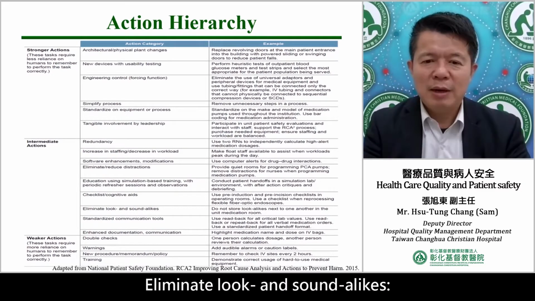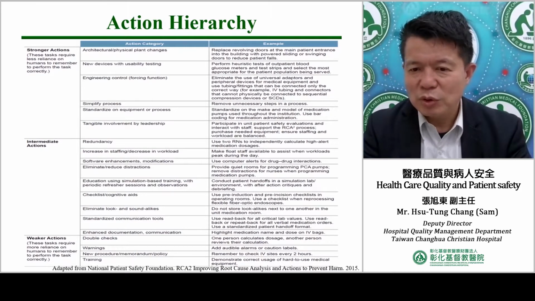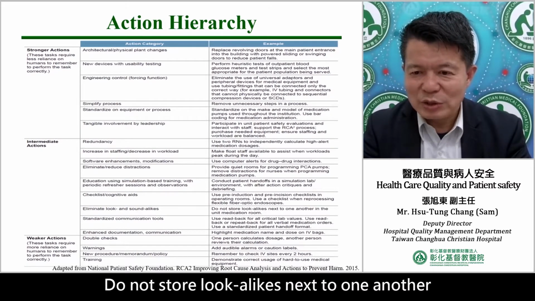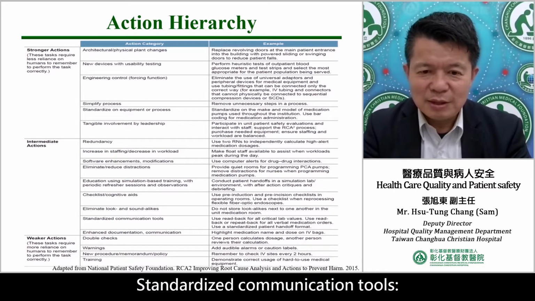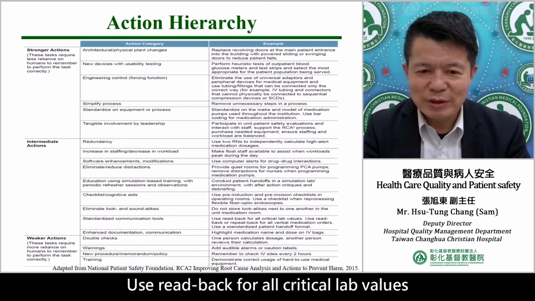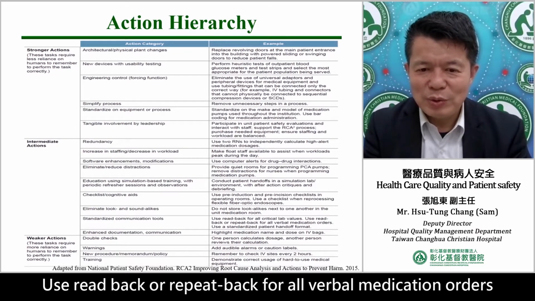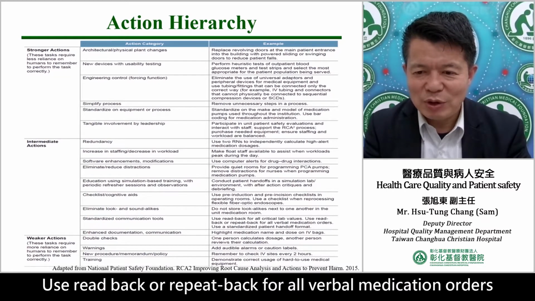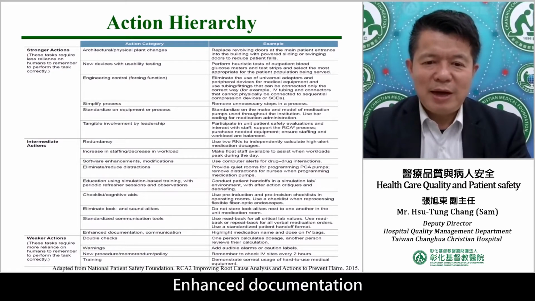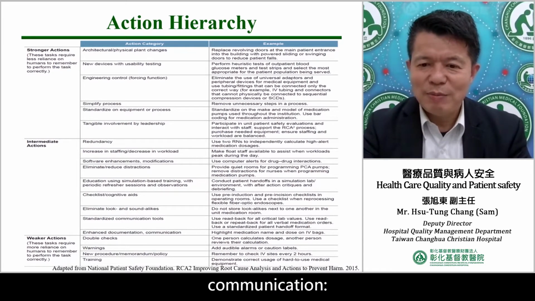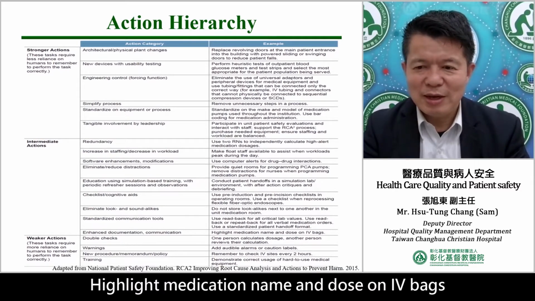Eliminate look-alike and sound-alike drugs. Do not store look-alike medications next to one another in the unit medication room. Standardized communication tools: use readback for all critical lab values, and use readback and repeat-back for all verbal medication orders. Use a standardized patient handoff format. Enhanced documentation and communication: highlight the medication name and dose on IV bags.